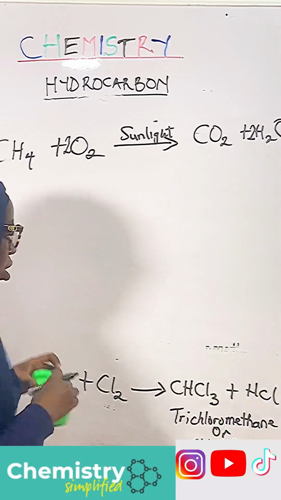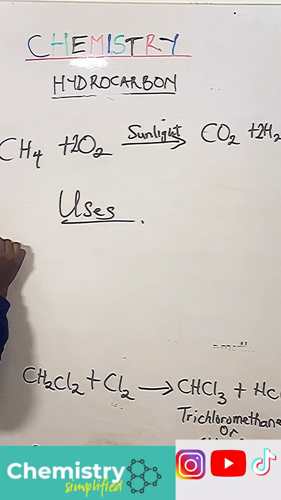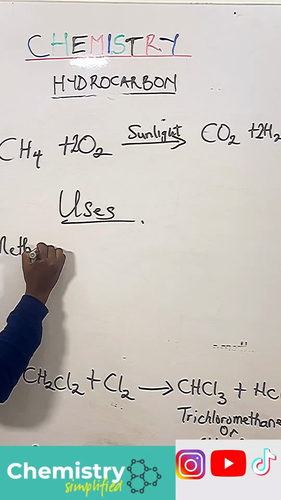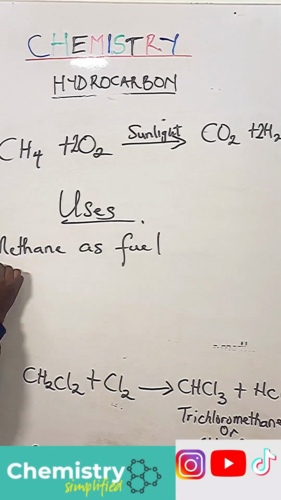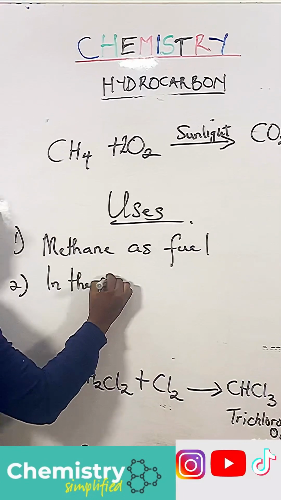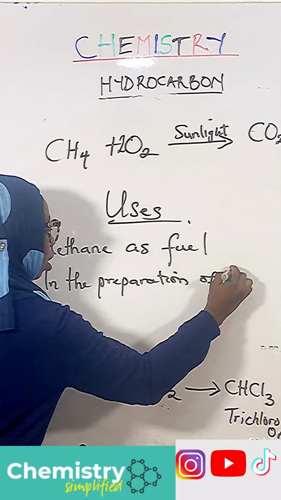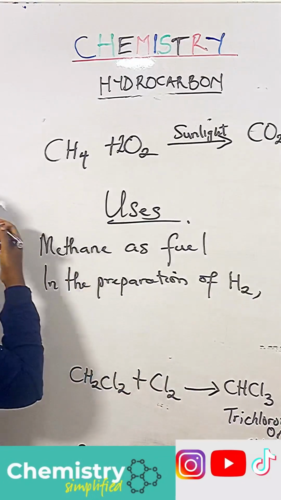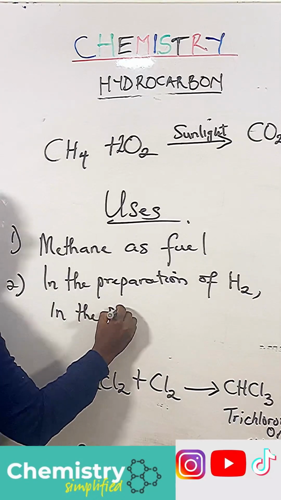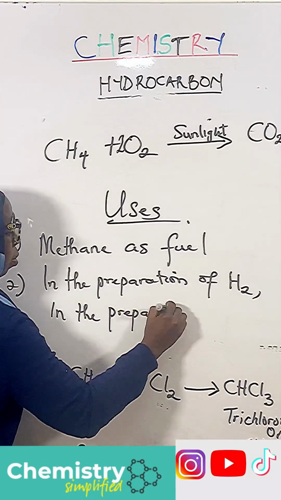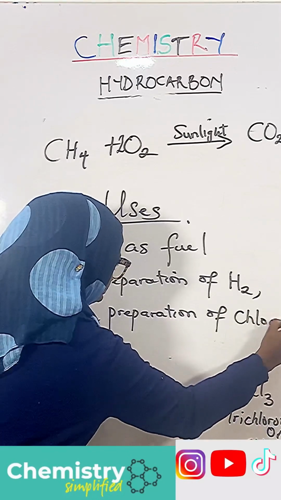So let us look at uses of alkanes. What do we use them for? Number one, methane is used as fuel. It can also be used in the preparation of hydrogen. Also in the preparation of chloroform, which is what? Trichloromethane.